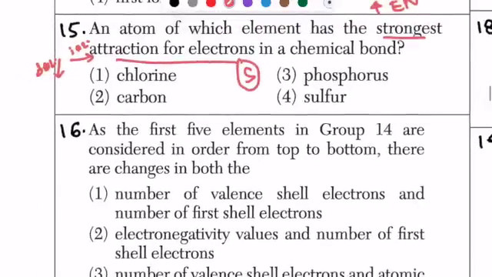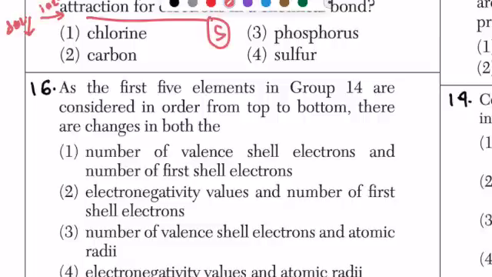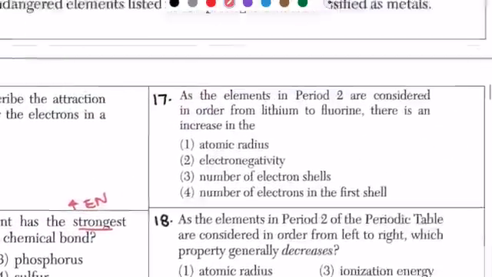Then for number 16, as the first 5 elements in group 14 are considered in order from top to bottom, there are changes in both the number of valence shell electrons. We know valence shell electrons are not going to change because they are in the same group. So this is not your answer. And 3 is not your answer because that also says the same thing. The electronegativity values, yes, we know they are going to change. And the number of first shell electrons, interesting. Remember, the first shell can always hold 2 electrons. So this is also not our answer. So the correct answer is electronegativity and atomic radii.